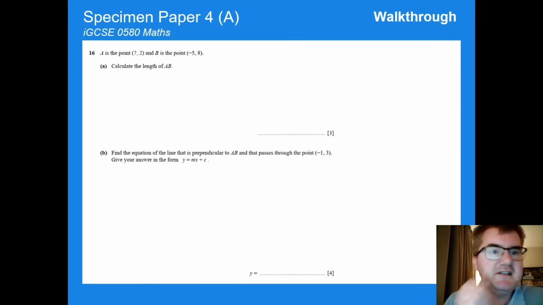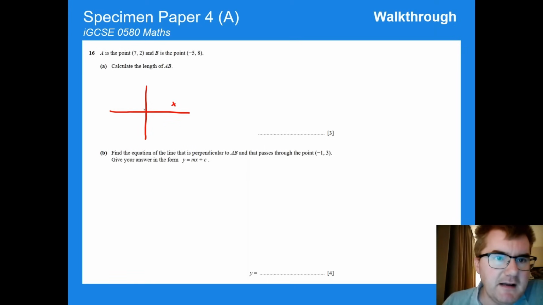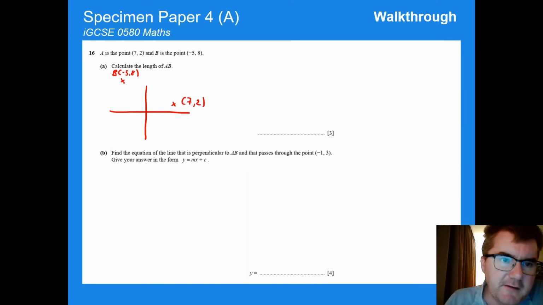Okay, question 16, a bit of coordinate geometry. So A is (7, 2) and B is (-5, 8). Calculate the length of AB. Yes, this is a very standard question. When I do these questions, I like to just draw a rough sketch so I know what's going on. So A is 7.2, so 7.2 over here, and B is -5.8, so more here, but up here somewhere. And we want to find the length of this.